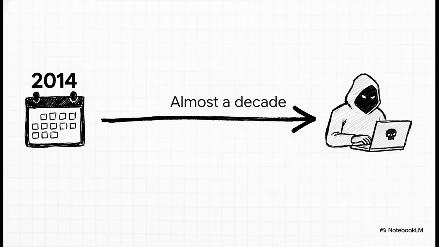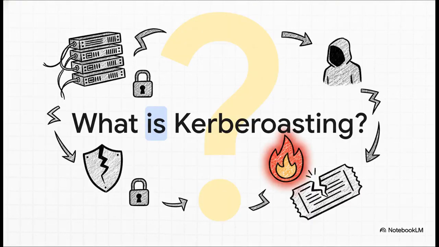Now, what's kind of wild about Kerberoasting is that it's not some new cutting-edge exploit. It was first detailed way back in 2014. And yet, here we are, and it's still a go-to favorite for ransomware gangs and other attackers. The fact that it's stuck around this long should tell you just how effective it really is. So that brings us to the big question, right? What exactly is Kerberoasting? And why, after all these years, is it still such a massive headache for security teams?